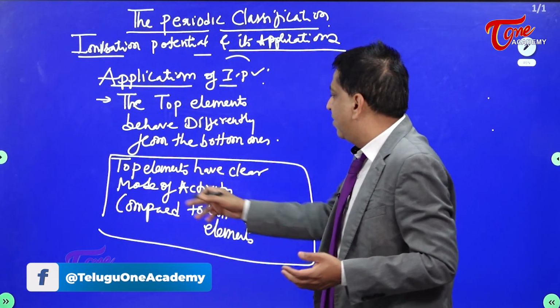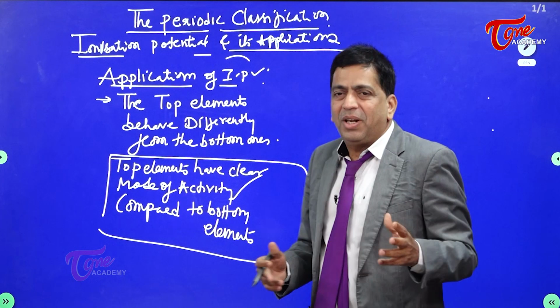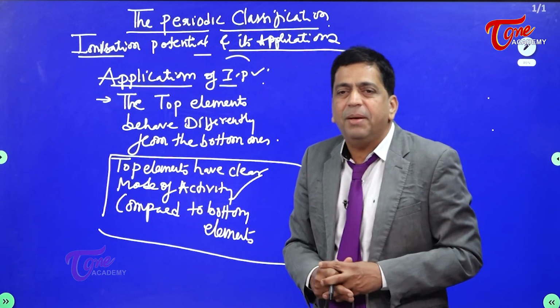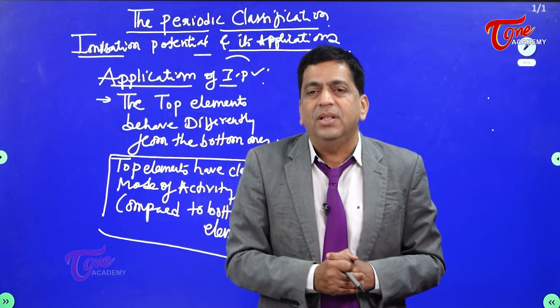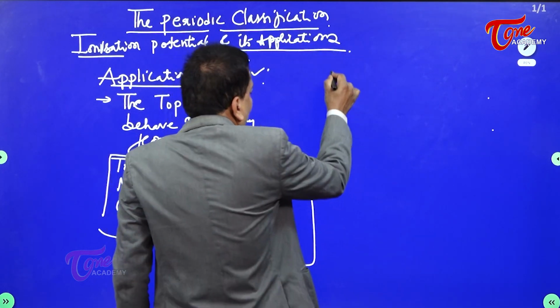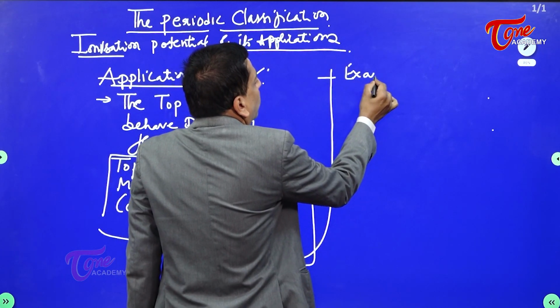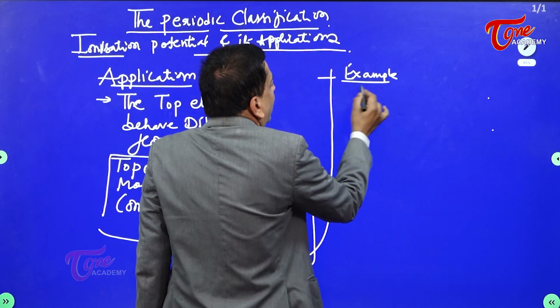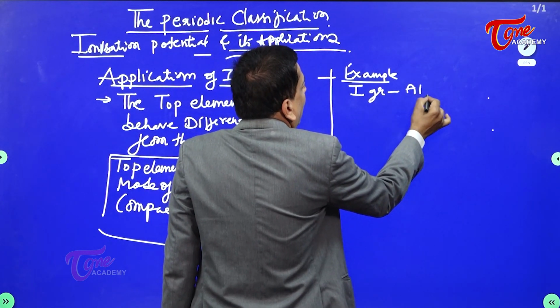The top elements have a clear mode of activity compared to the bottom elements, which show some similarity between them. Well, if I can give you a specific example for this, observe here, take the case of the first group elements. This I'm referring to as the alkali metals.